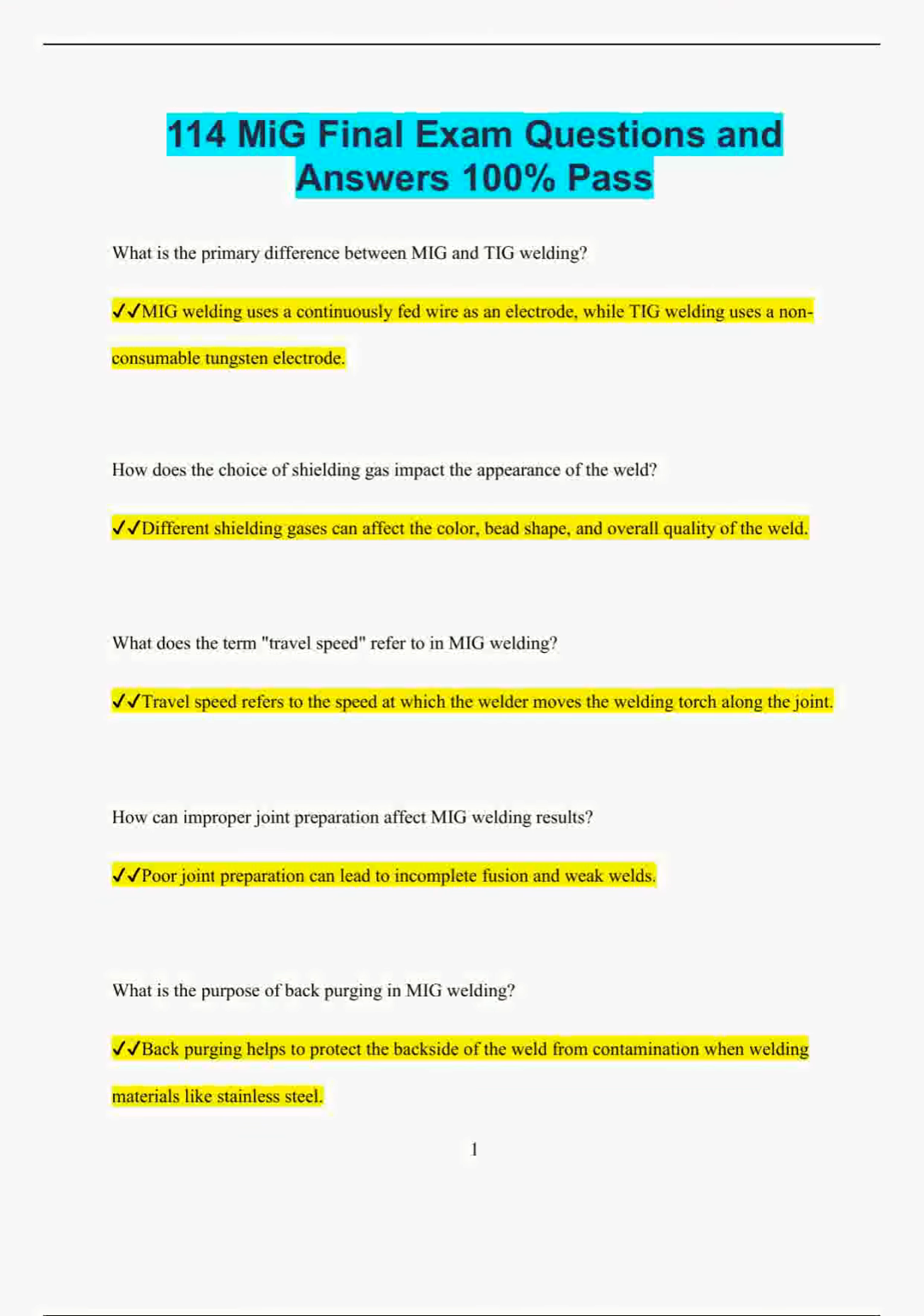What does the term travel speed refer to in MIG welding? Travel speed refers to the speed at which the welder moves the welding torch along the joint. How can improper joint preparation affect MIG welding results? Poor joint preparation can lead to incomplete fusion and weak welds.